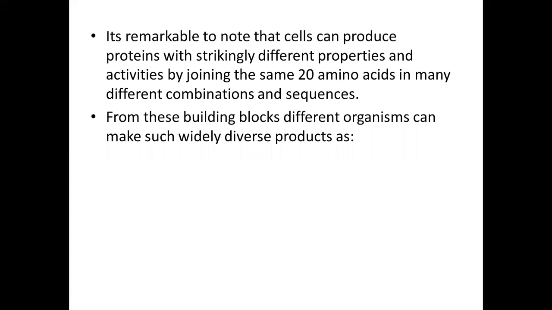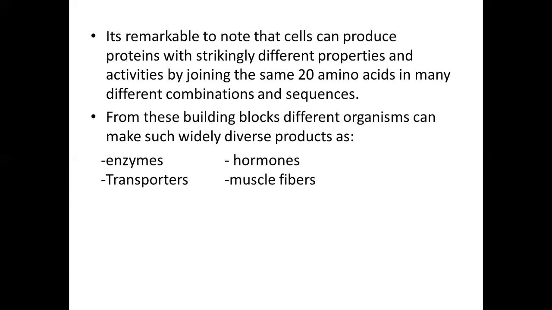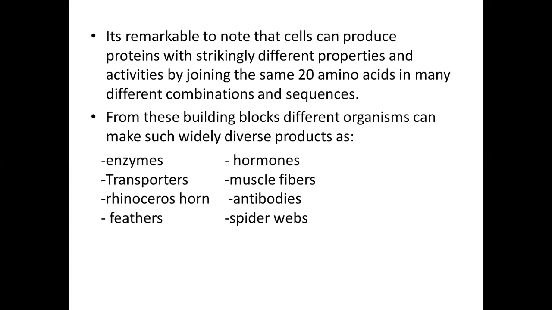And of course, these different proteins come with different functions. The function of hemoglobin in our blood would be different from the function of the keratin protein we can find in our hair, our nails, and all other types of proteins. So from the 20 amino acids, the building blocks of proteins, different organisms can make such widely diverse products. Examples, no? We can have enzymes, transporters, hormones, muscle fibers, kanang muscles. We have the horns, that's an example earlier sa picture.